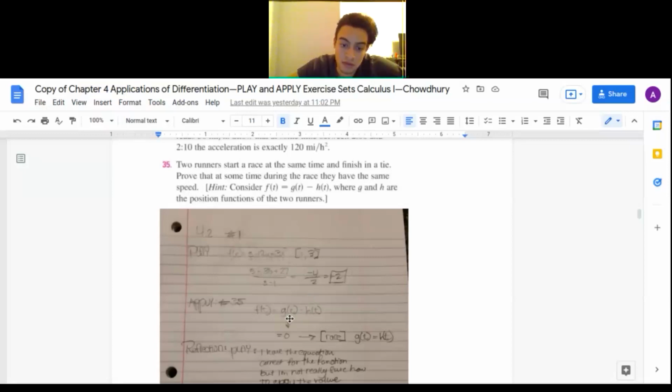But I understand what you're saying. It's the same thing, just more written out. My whole thing here was basically, since they are the same function, they are going to cancel each other out at a point.